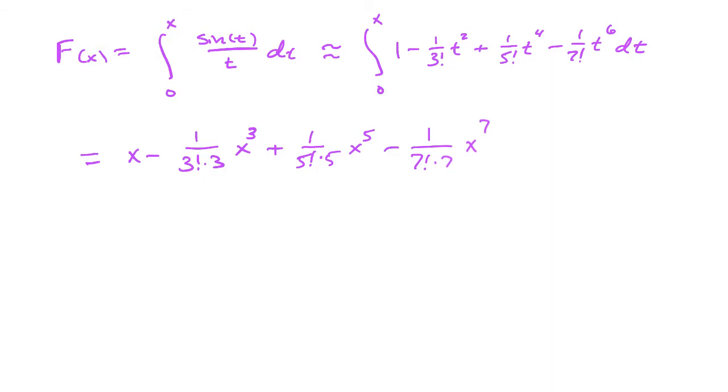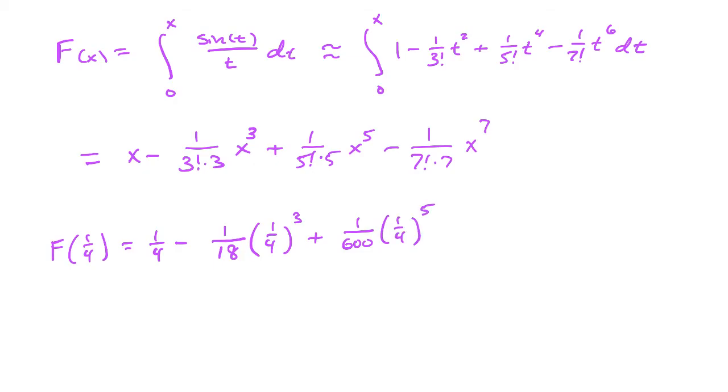Now if we want to estimate f of 1/4, what we have is 1/4 minus, 3 factorial gives us 6, times 3 is 18, times 1/4 cubed, plus 1 over 5 factorial gives us 120, times 5 gives us 600, times 1/4 to the fifth power, and then minus 1 over 7 factorial times 7 gives us 35,280 times 1/4 to the 7th power.